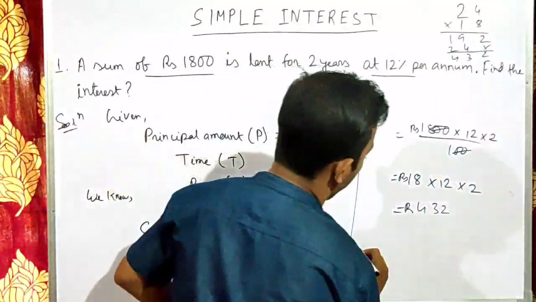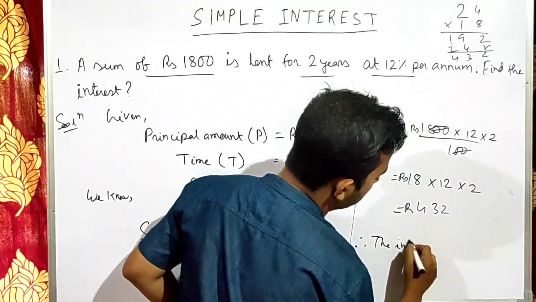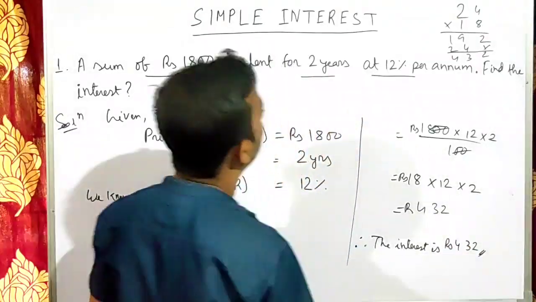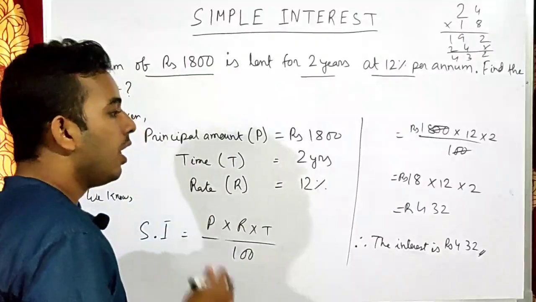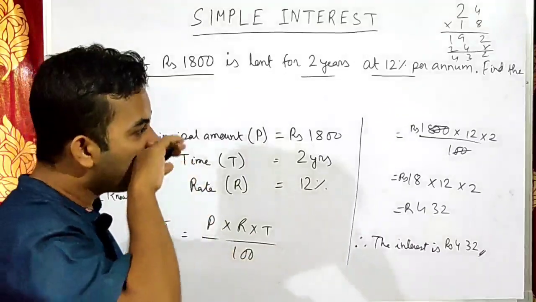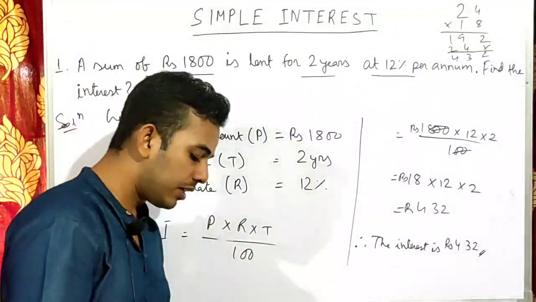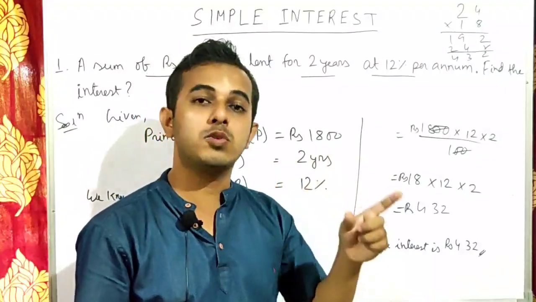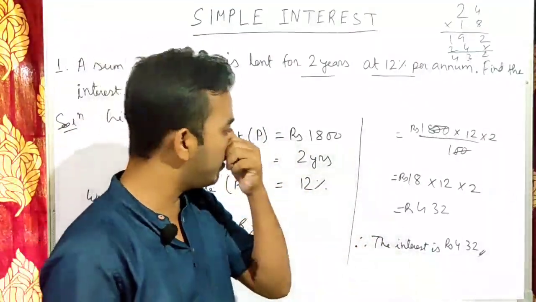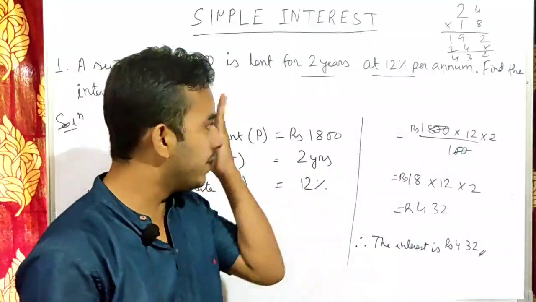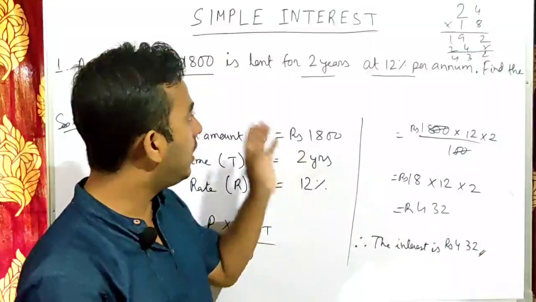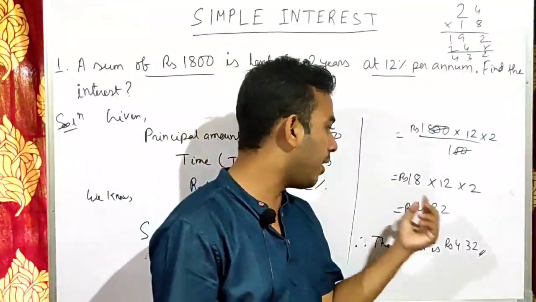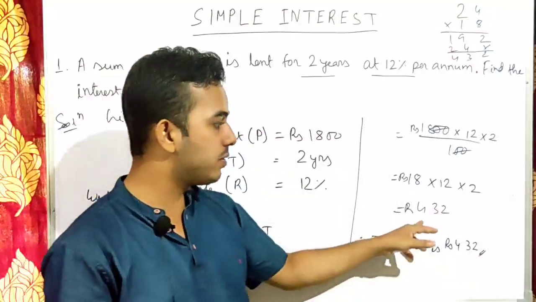Therefore the interest is rupees 432 only. He has given only 1800, isn't it? So if you give rupees 1800 to any of your friends for 2 years, and you take interest at 12% per annum, annum means year. Per means 1 and annum means year, so per annum means 1 year. So the rate of interest per annum is 12%. If you give 1800 for 2 years at 12%, your interest will be 432.